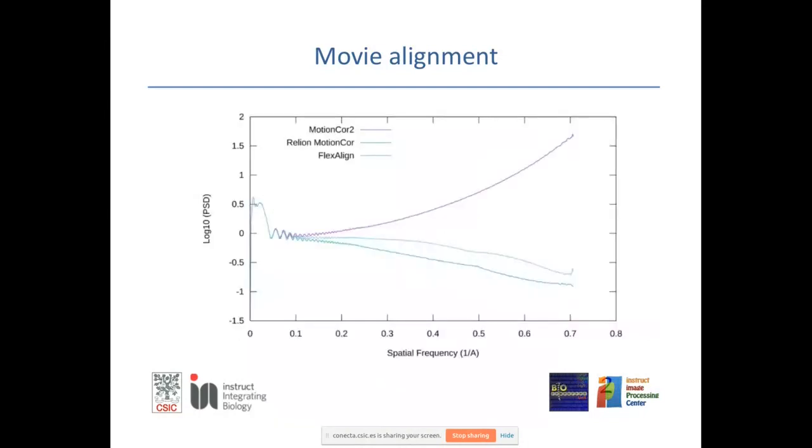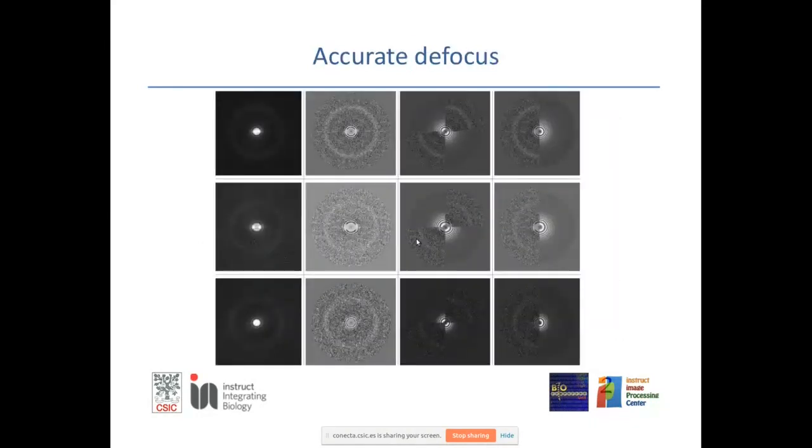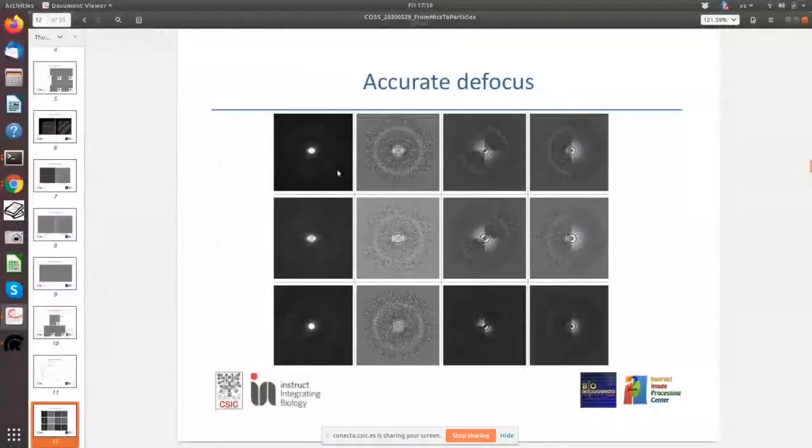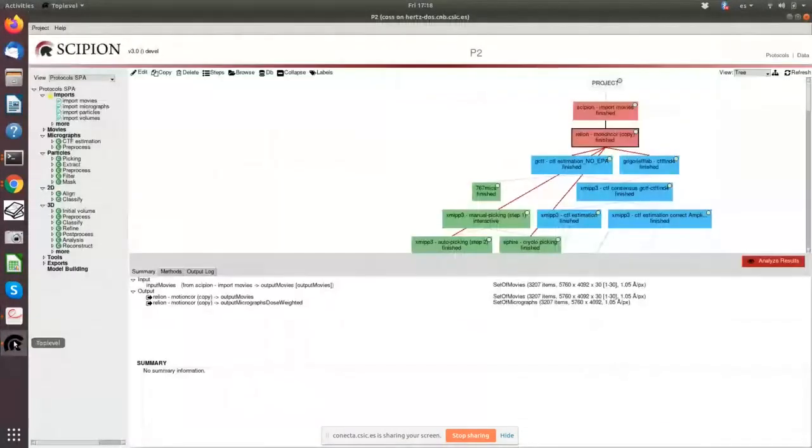So yeah, here you have a bigger picture of these power spectra. And here you can see that the oscillations are different. They go up to different frequencies. And so I will show you where this is in Scipion.